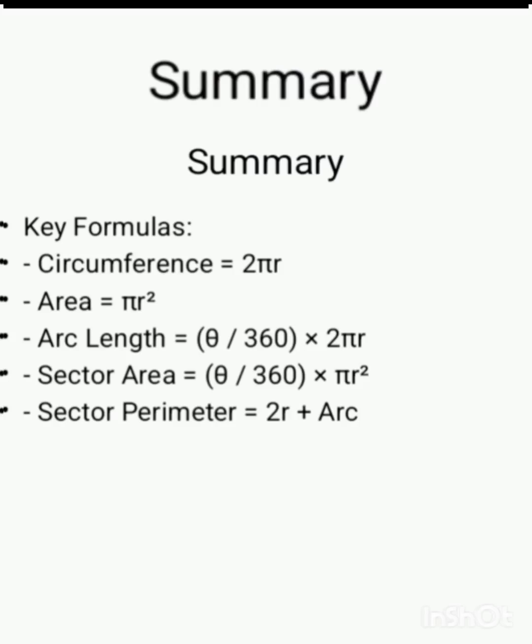Let's quickly review what we have discussed today. We talked about a circle as a set of points at a fixed distance from a center. Circumference 2 pi r. Area pi r squared. Arc length theta over 360 times 2 pi r. Sector area theta over 360 times pi r squared. And the sector perimeter, which is 2r plus arc length.